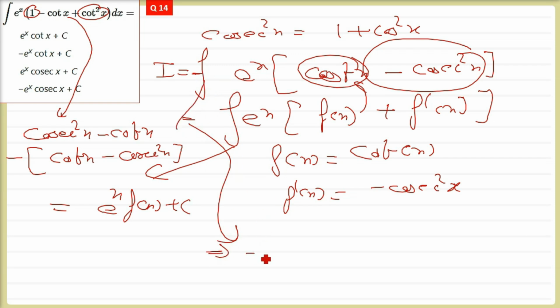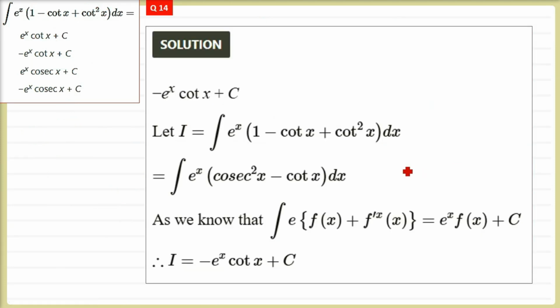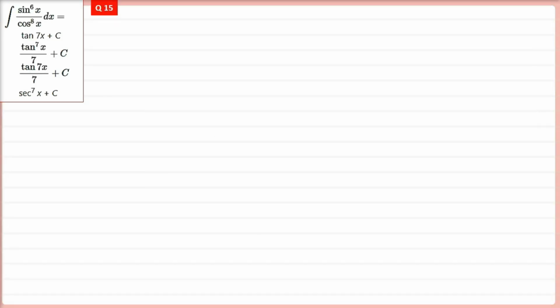So e raised x into f(x). The only difference here is the negative in front of the integration, which you have to add here. Then you can see which one is the correct answer. Otherwise, e raised x cot x may be the answer, but it is not. So negative e raised x cot x is the correct answer, which is our second one. We have applied the formula, or the result, directly here.